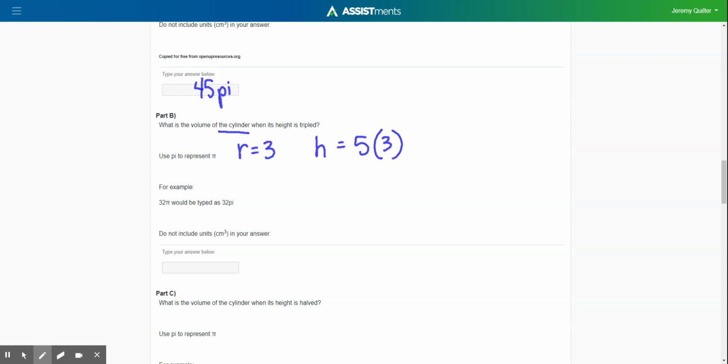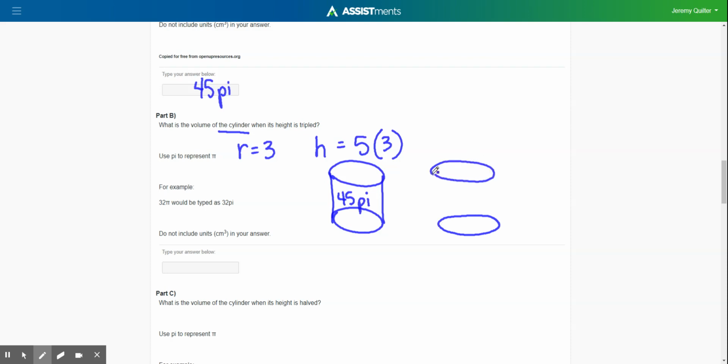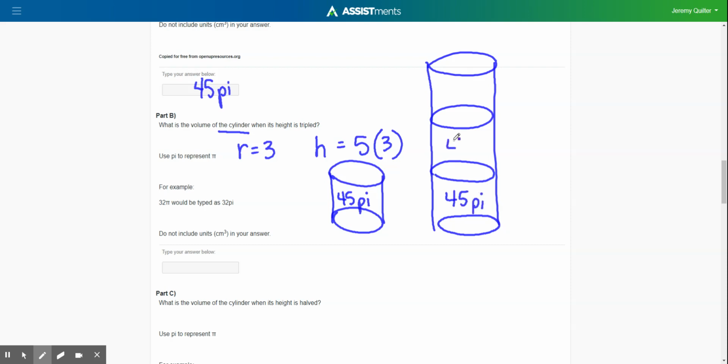This only changes one aspect of the volume of our cylinder. You start out with a cylinder that's approximately this big and has a total volume of 45 pi cubic centimeters. Then we look at this on the spectrum of 3 times taller. So we have that cylinder once, and then again, and again, 3 of those cylinders as one great big cylinder. So we have to consider the fact that we have 45 times pi in each of these cylinders.